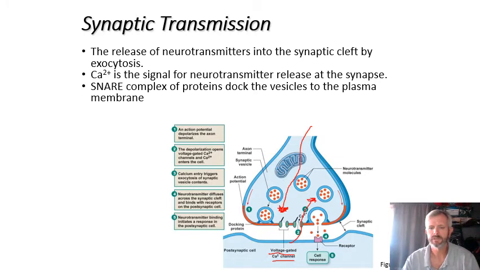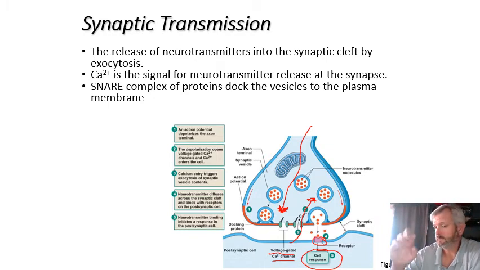Why is this important? Because calcium is the cue to trigger exocytosis. It's going to trigger these vesicles to dock and then fuse with the membrane here and cause exocytosis of the neurotransmitter into the synaptic cleft. All right, the postsynaptic cell should have a receptor for that neurotransmitter. The neurotransmitter binds, and then we get a response in the postsynaptic cell.